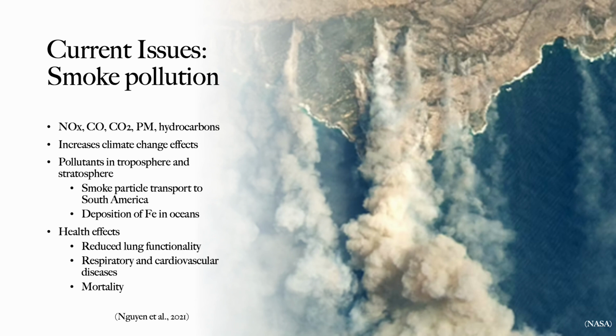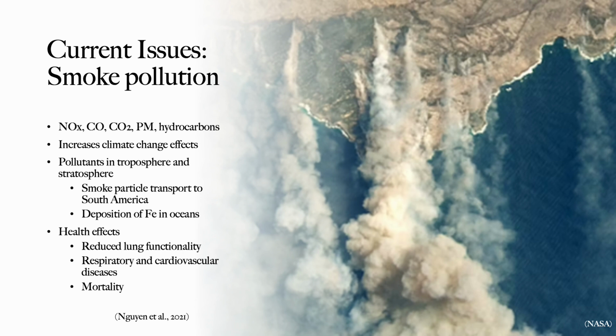When large smoke plumes are formed from wildfires, they release nitrogen oxides, carbon monoxide, carbon dioxide, particulate matter, and various hydrocarbons. This creates a circular system where forest fires and smoke are increased by climate change, and the pollutants released during fires increase the effects of climate change.